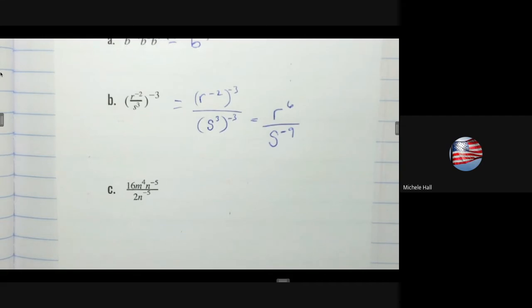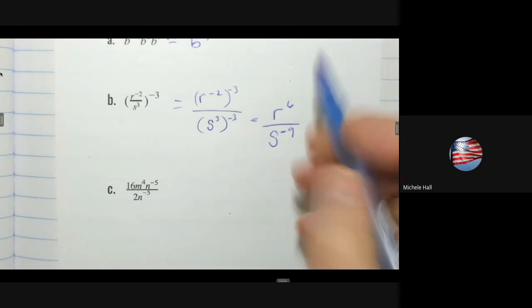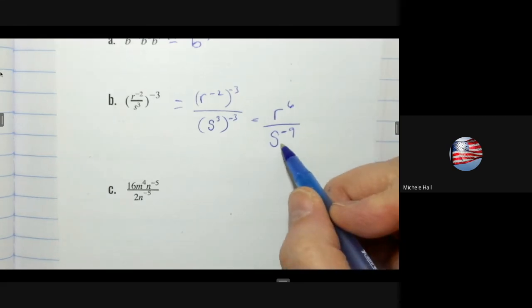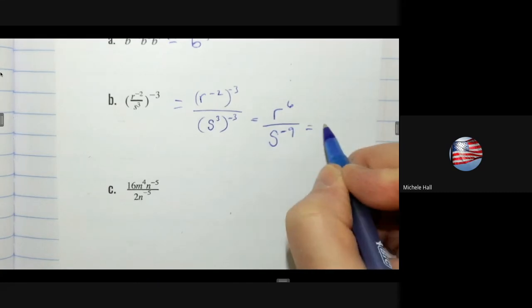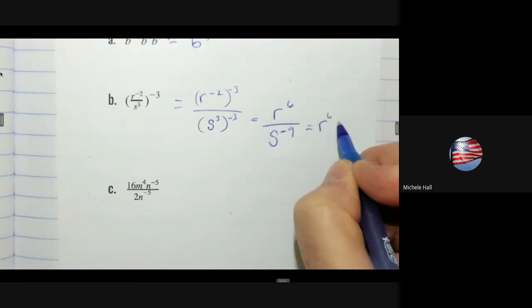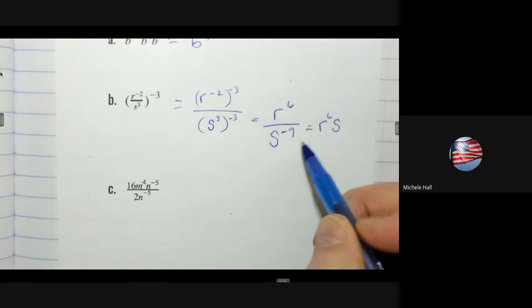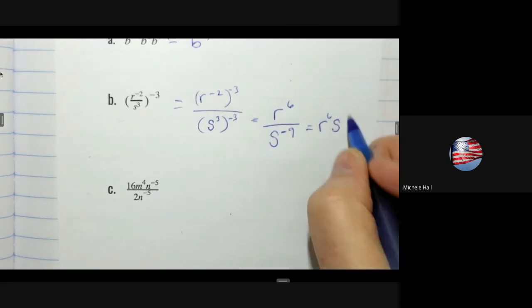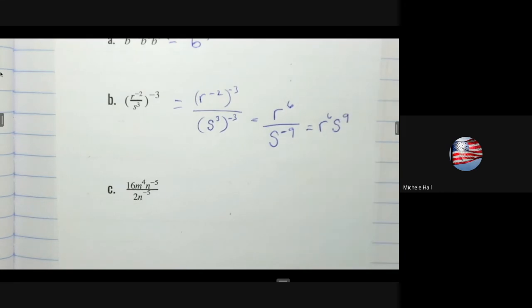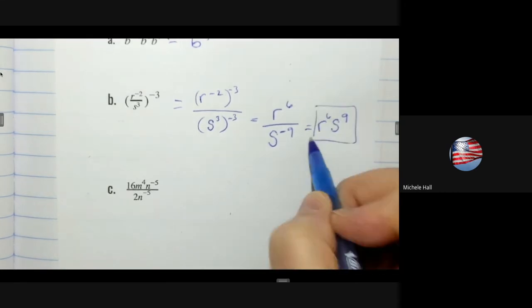We cannot leave negative exponents. The r to the 6th, there's nothing wrong with that, but here's my problem, s to the negative 9. I'm going to shift s to the negative 9 to the numerator. So we get r to the 6th and s to the, you change the sign of the exponent. If it's negative 9 in the denominator, it will be positive 9 in the numerator. Final answer.